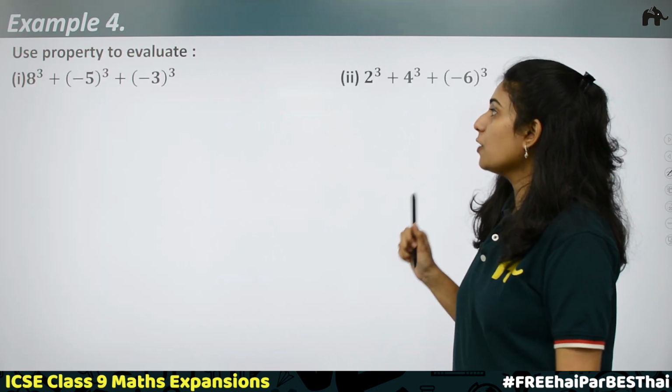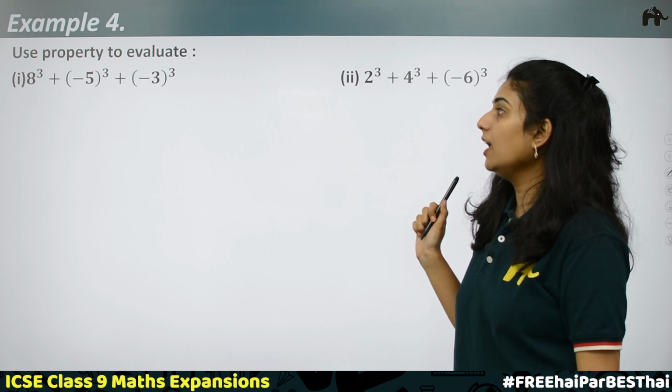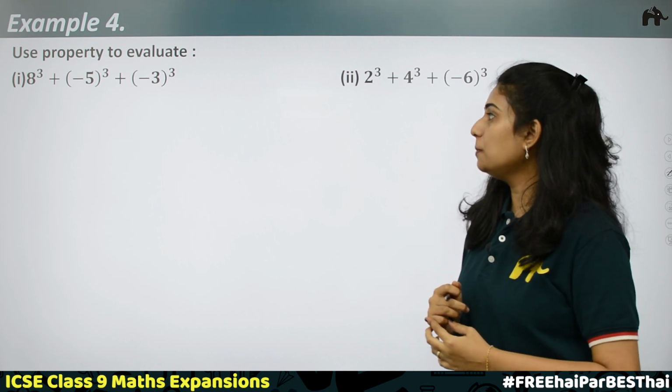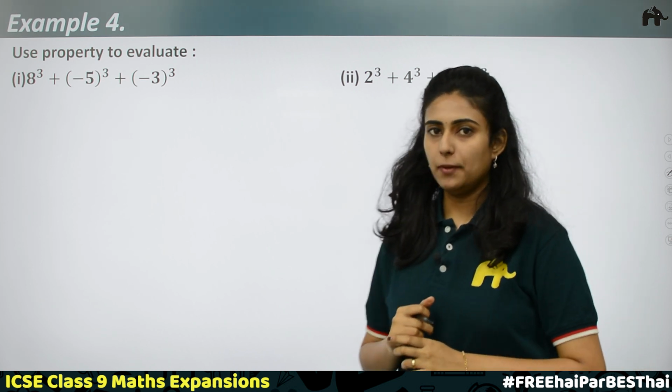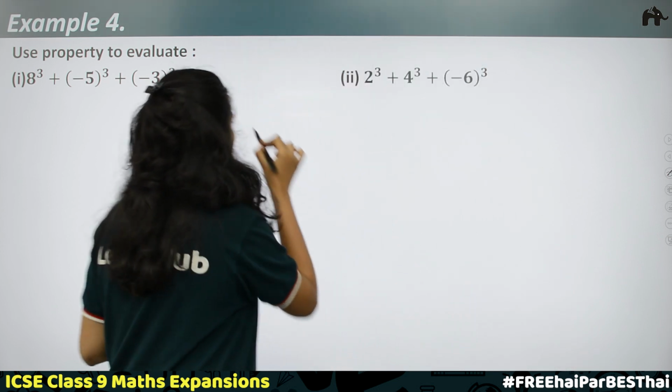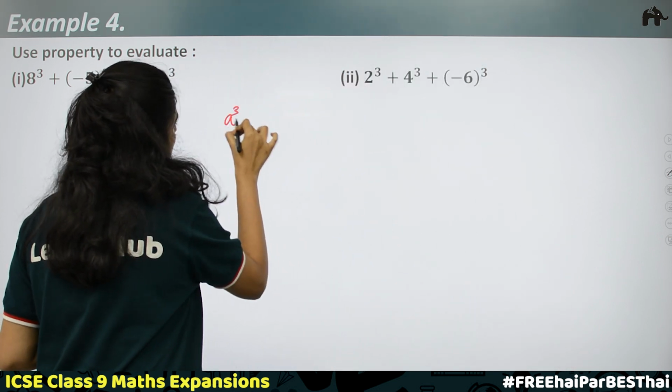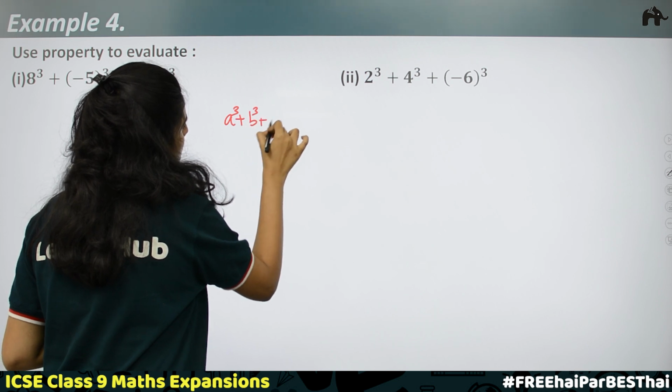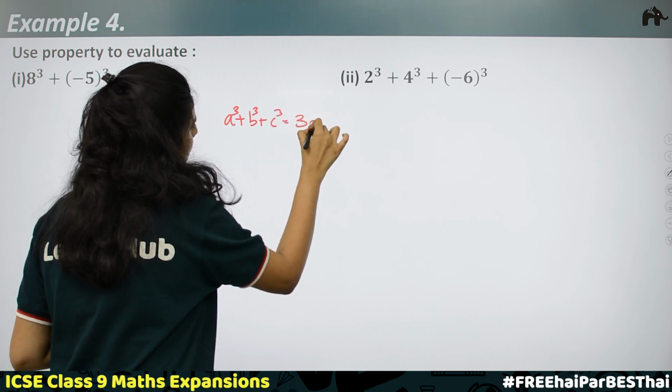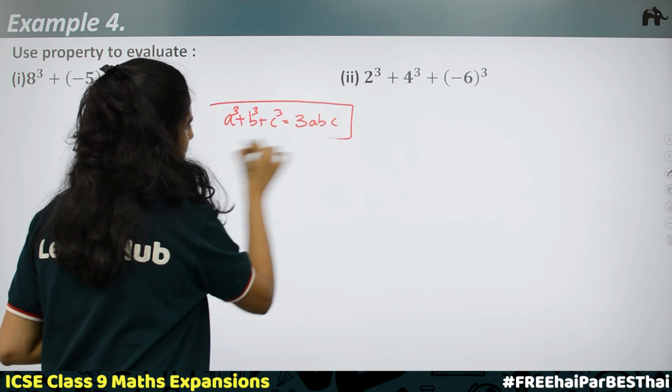Fourth example, use property to evaluate first one, 8 cube plus minus 5 cube plus minus 3 cube. Which is the property? Just now we studied a property. We have a cube plus b cube plus c cube is equal to 3abc. So, this property we are going to use.